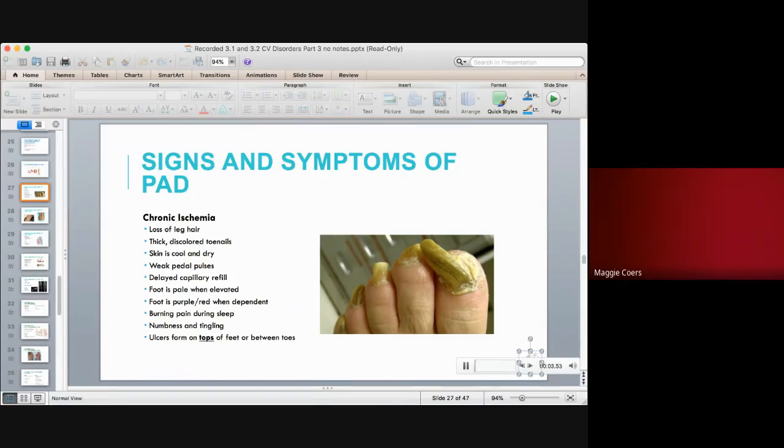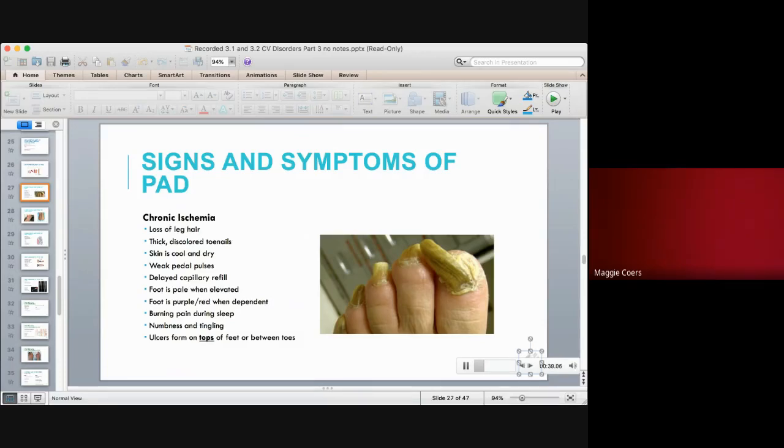So these toenails here on the slide that you guys are looking at right now are called ram horn toenails. And this is a pretty extreme case, although if you work in long-term care or after you've been a nurse for a while, you will see even more extreme cases than this. This is very common with peripheral artery disease. Those toenails become very thick, very discolored, and they grow kind of all wrong and wonky. A lot of times, these ram horn toenails cause infections and they can harbor yeast.